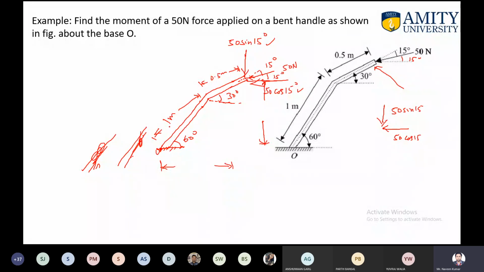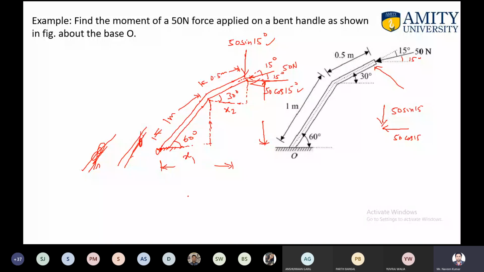So tell me now, for calculating this distance from here to here, the perpendicular distance for this force, how do you have to calculate? Sir, 1 cos 60 plus 0.5 cos 30. Yes. I am just explaining it for this part. You can take it as a reference. I have just drawn a perpendicular here, just for making the geometry part. Similarly, I have drawn the perpendicular here. Let us say this is x1 and this is x2.